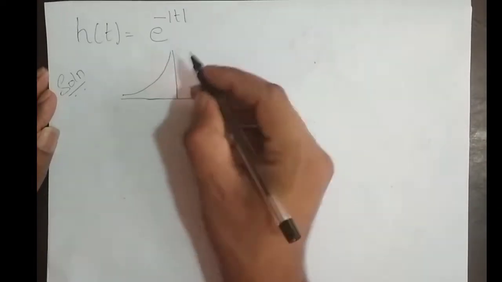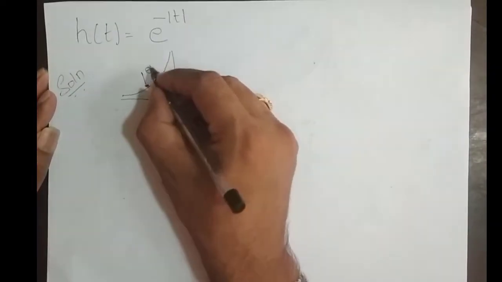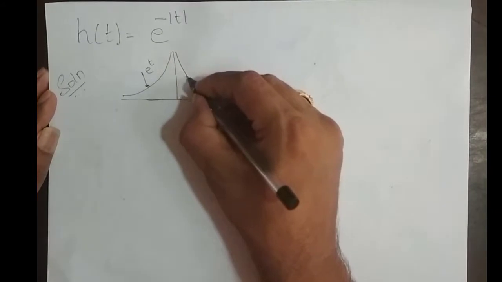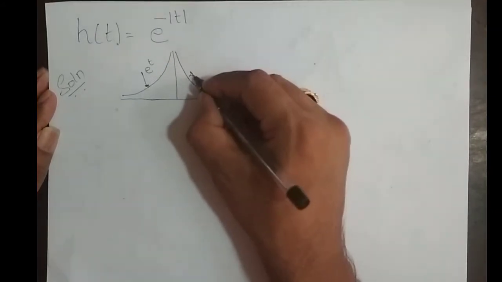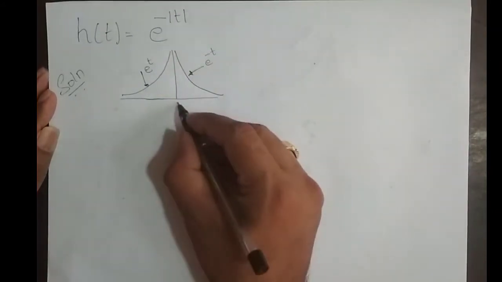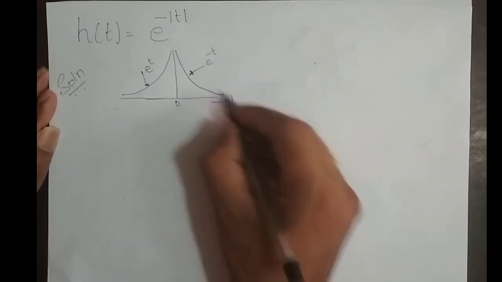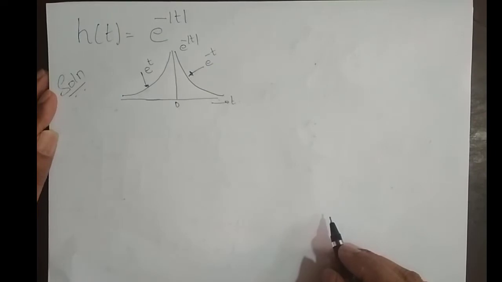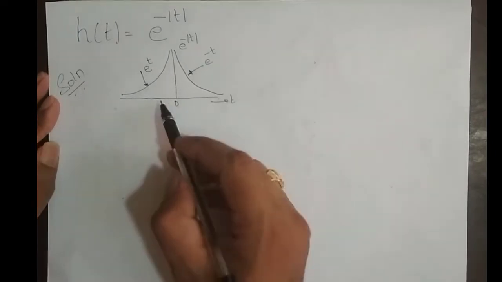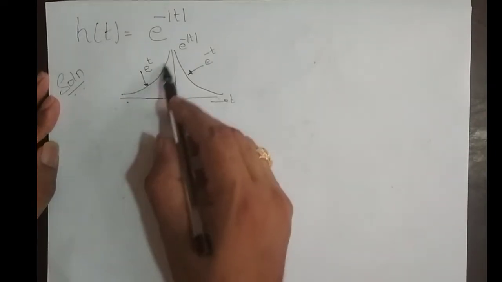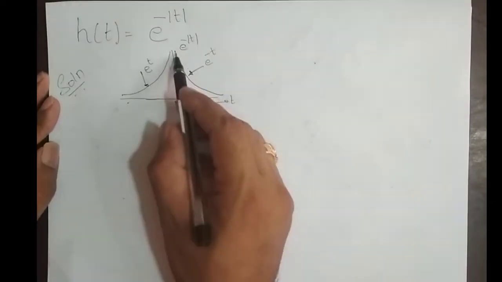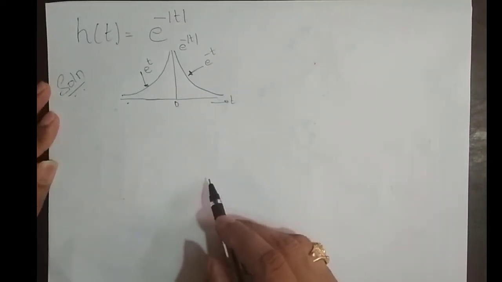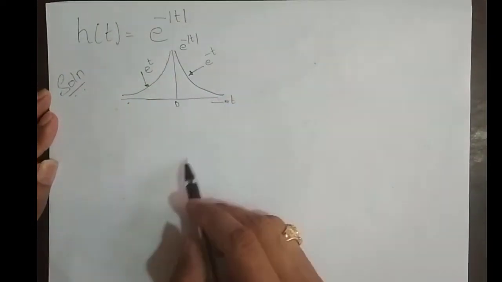For the negative side of t it is an exponentially increasing signal. For the positive side of t it is an exponentially decreasing signal. Okay, this is 0, this is t, this is e power minus mod t. So I repeat again, for the negative side of t it is exponentially increasing, for the positive side of t it is exponentially decreasing. This is how the e power minus mod t signal is defined.